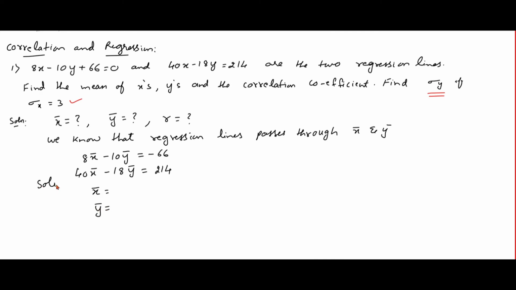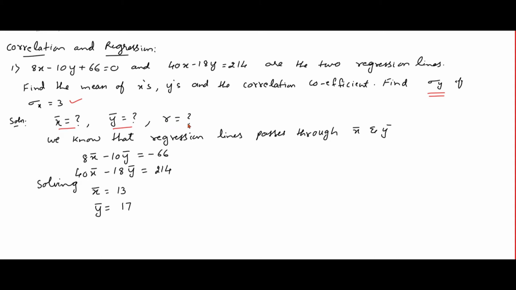Solving, we get the value of x bar and y bar. X bar is 13, y bar is 17. So I have got the mean. The first part is complete. We have got the value of x bar and the value of y bar. Now I need to find the value of r.